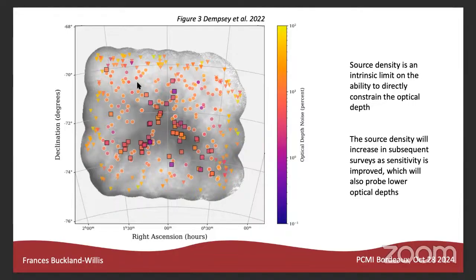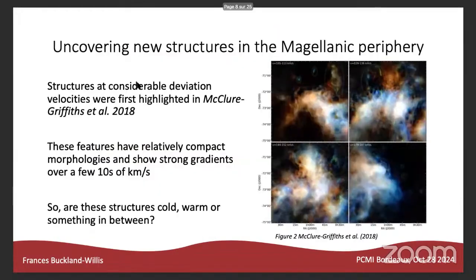So the idea from this work was to try and use emission data to get an estimate on all the phases of the H1. So in the commissioning data from ASKAP, before we started our GASKAP survey, while the antennas were not all online, there was data taken of the SMC, and they discovered these small scale structures at considerable deviation velocities from the rest of the galaxy. So these features were relatively compact, and they showed strong gradients over a few tens of kilometers per second. In their work, they weren't able to analyze the H1 spectra because of the spectral resolution. But in my work, we wanted to know if the structures are cold, warm, or something in between.